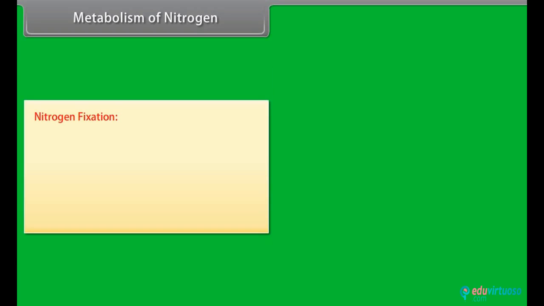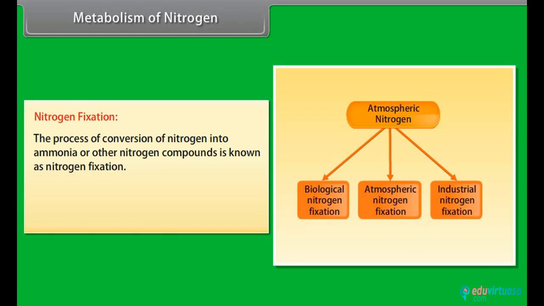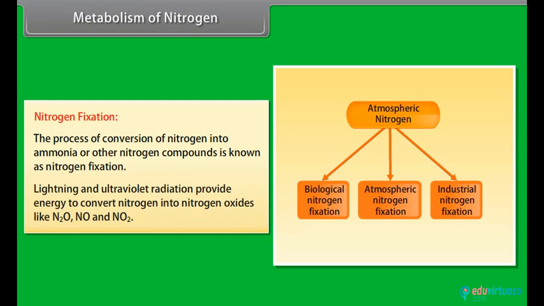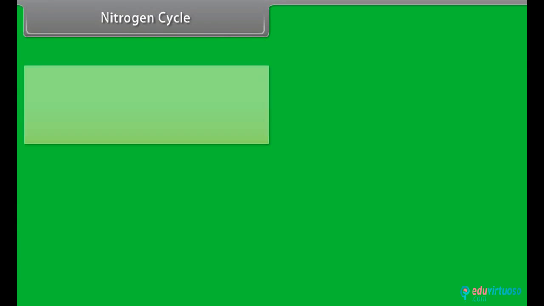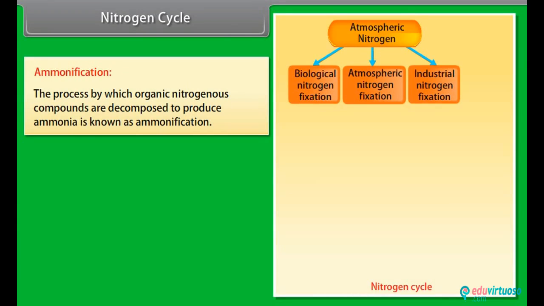Nitrogen fixation. The process of conversion of nitrogen into ammonia or other nitrogen compounds is known as nitrogen fixation. Lightning and ultraviolet radiation provide energy to convert nitrogen into nitrogen oxides like N2O, NO and NO2. Ammonification. The process by which organic nitrogenous compounds are decomposed to produce ammonia is known as ammonification.